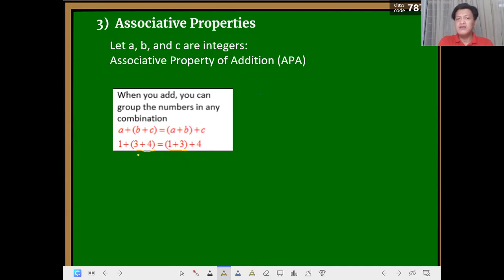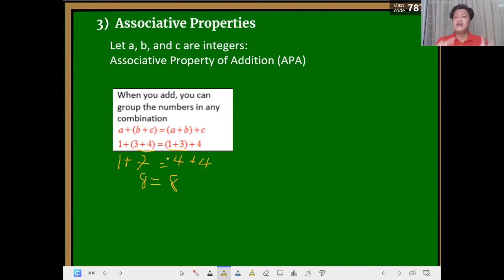Pero pag kinuha natin yung sum nung nasa loob, what's 3 plus 4? Di ba? That is 7. Tapos 1, bring down mo yan. Okay, dito naman 1 plus 3, 4 yon. Okay, so bring down mo yung 4. Pero pag kinuha natin yung sum nila ngayon, what is 1 plus 7? Di ba 8 yan? Same lang siya dito sa 4 plus 4 is equal to 8. Yun ang ibig sabihin ng associative property.